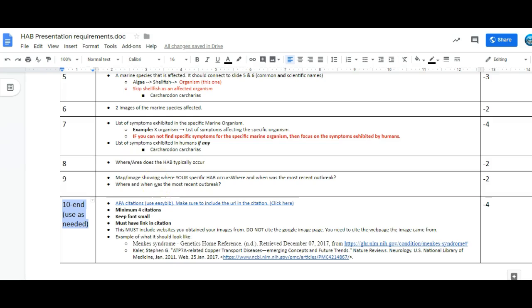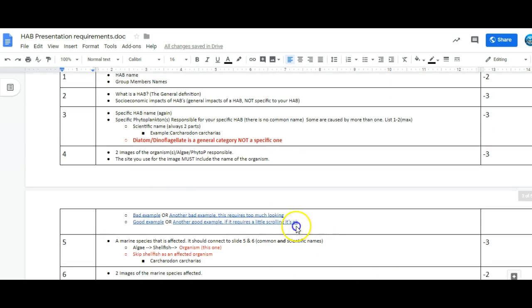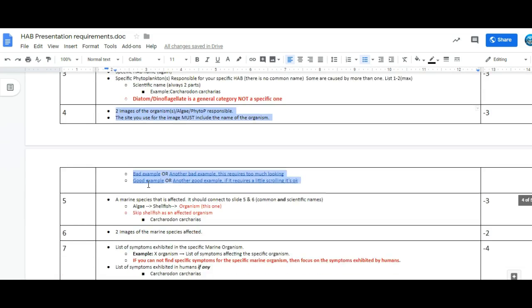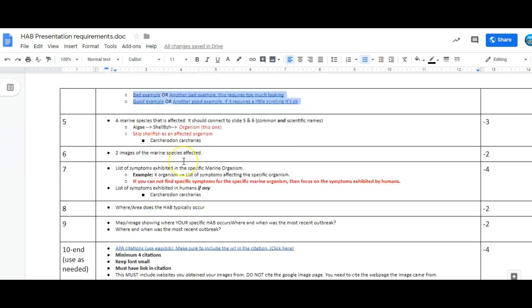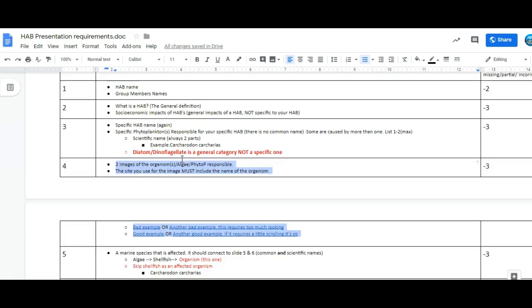In particular, which ones am I looking at the most? This one right here, images. Where did that image come from? Is there a link to that website? Again, take a look at good versus bad examples. If it takes me to Google Images, or you just pulled something off of Google Images, I'm going to find out because of the link. So don't use Google Images. Like I said, you've got to dig a little bit deeper.